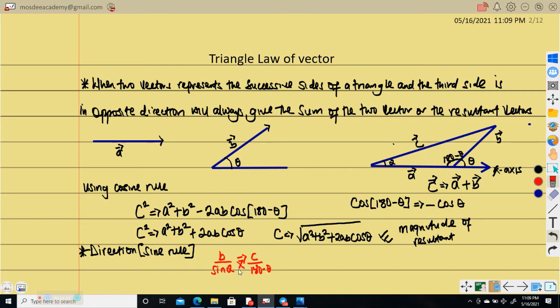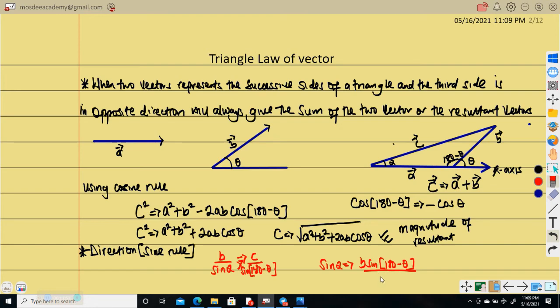From cross multiplication of early classes, I am going to have sine alpha. Please follow me, my dear students. Sine alpha is equal to B sine of 180 minus theta, divided by C.